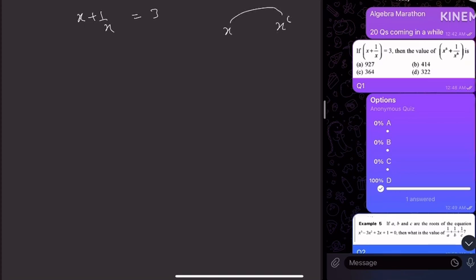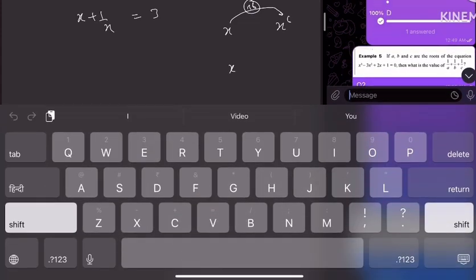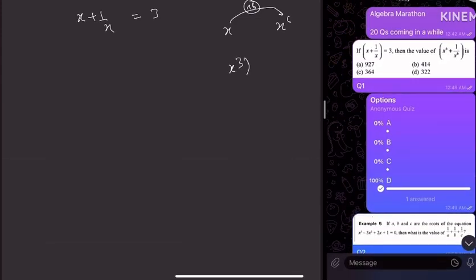Directly I can do power 6, but I don't know any identity for power 6. So what I can do is first cube it, then square it. That will result in x to the power 6. So let us cube it first. Cubing, we get x cube plus 1 by x cube plus 3 into x into 1 by x upon x plus 1 by x. This is the identity. Hope you know this. This is equal to 3 cube.